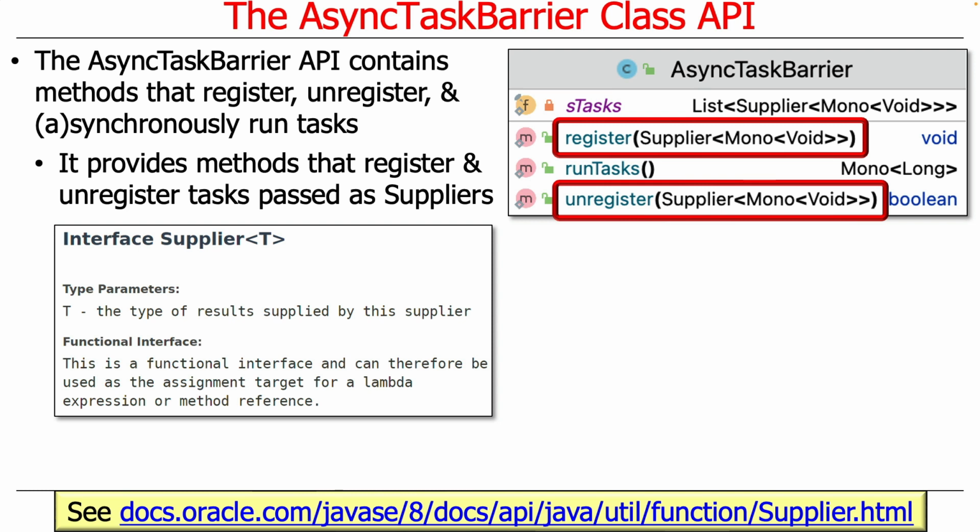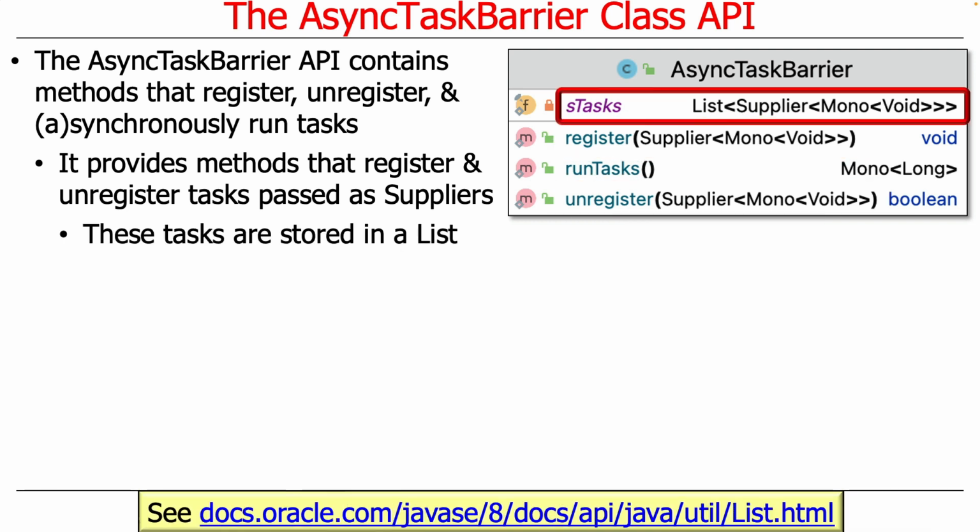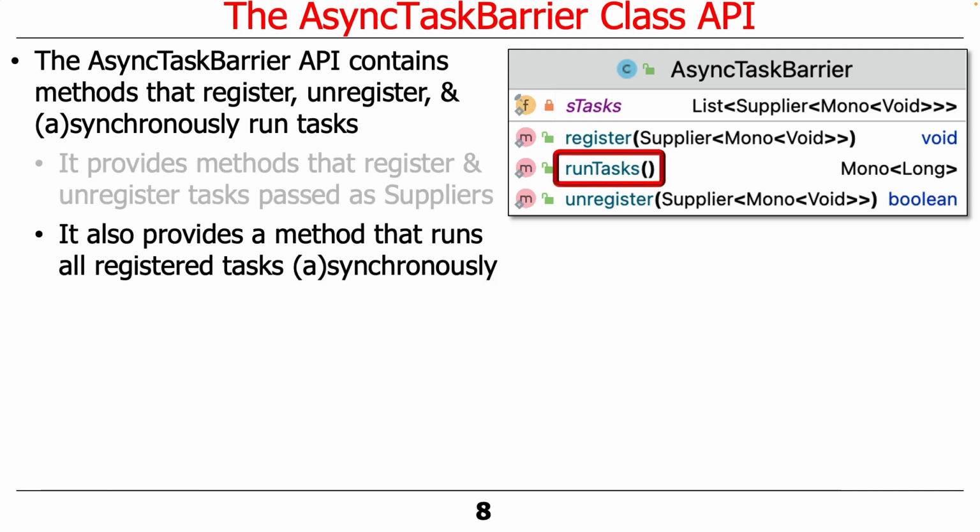So that's really the only constraint. You have to return a mono to void. That's so that, as we'll see shortly, that's how the AsyncTaskBarrier knows that things are finished. These registered suppliers are stored in a list of suppliers to monos to voids. Nothing really particularly interesting about that.